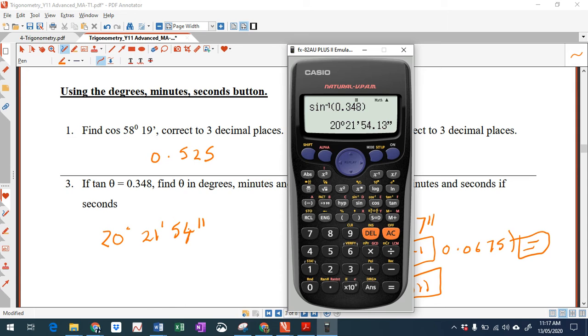Oh, that wasn't a sine. That's a mistake. It's meant to be tan. Right, let me fix that up. So Shift, tan, 0.348 equals. And then degrees, minutes, seconds button. 19 degrees, 11 minutes, 17 seconds.